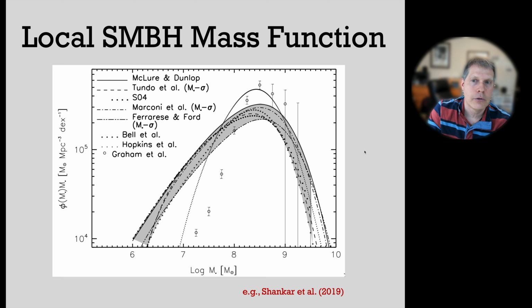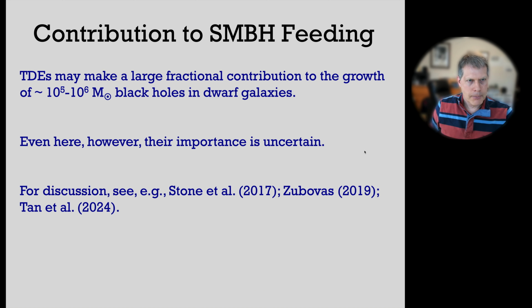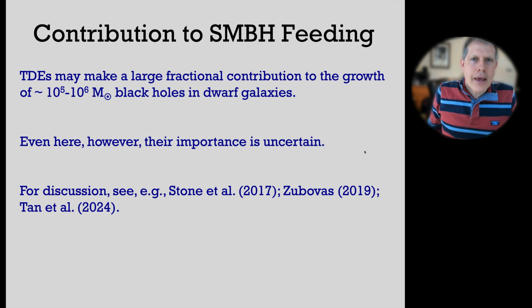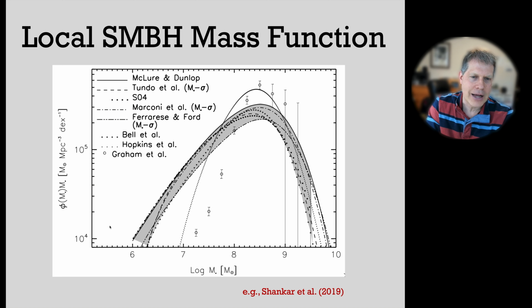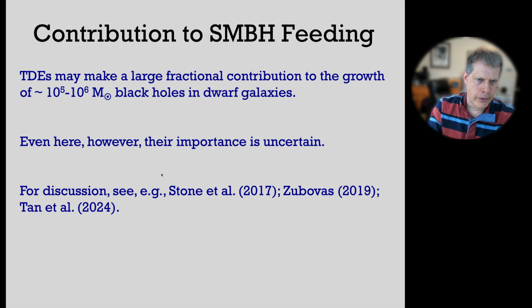Although the one addendum to that is that tidal disruption events may make a large fractional contribution to the growth of the 10 to the 5, 10 to the 6 solar mass black holes in dwarf galaxies, which are very interesting systems, although they make up only a tiny fraction of the overall supermassive black hole growth. Even here, however, their importance is uncertain.